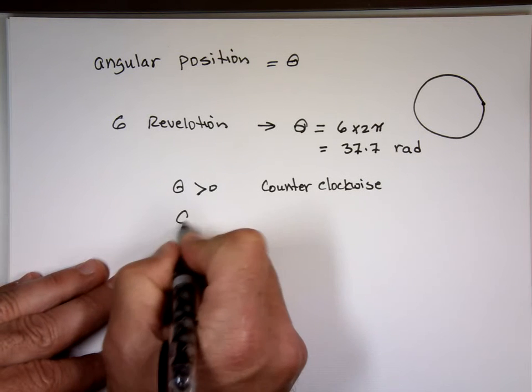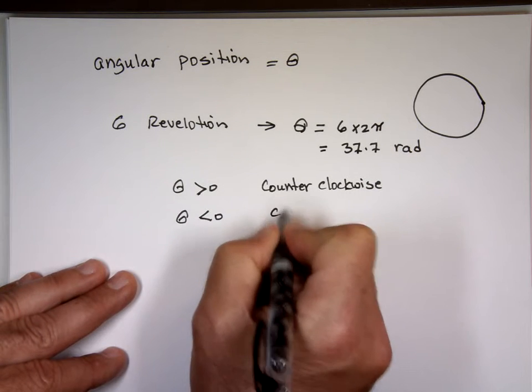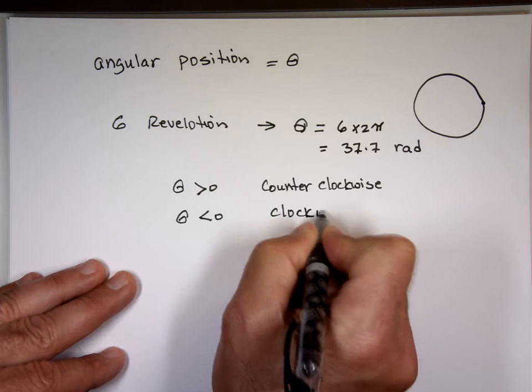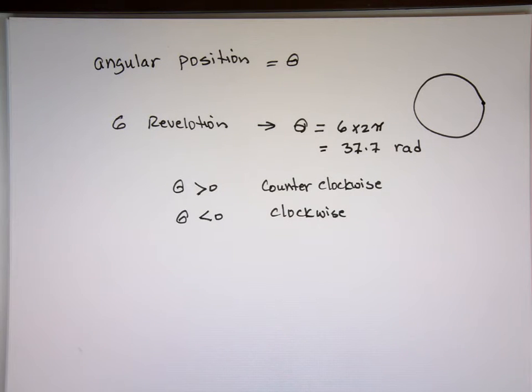Theta is negative if we do what? Clockwise. That's what angular position is.